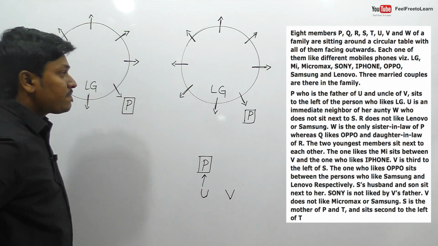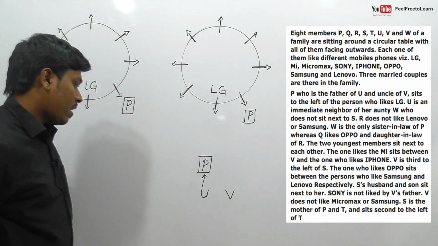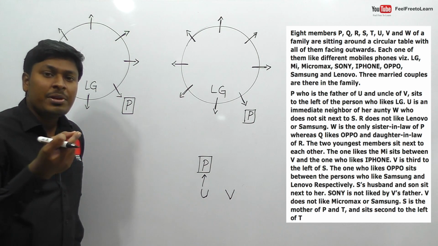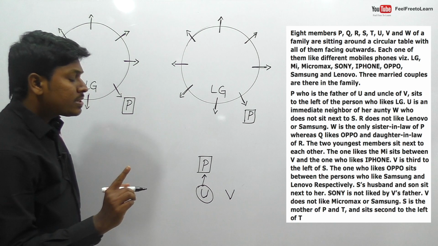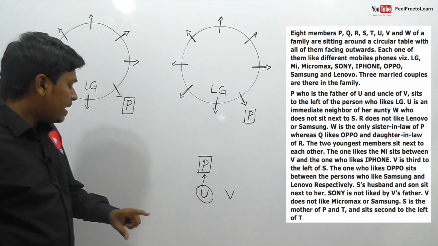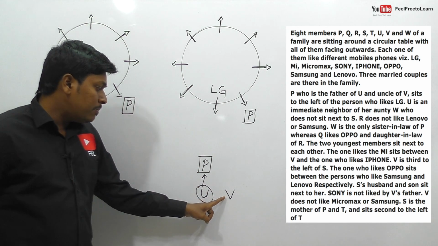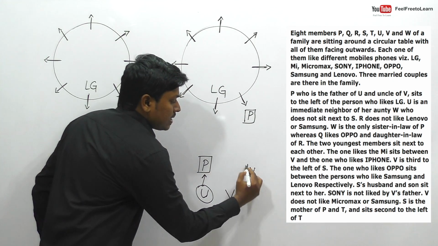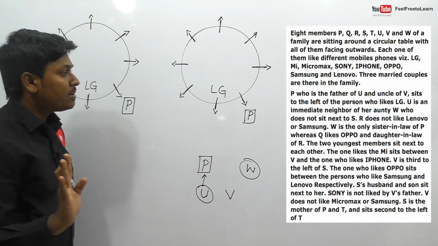Next point, friends: U is an immediate neighbor of her aunt W. What is the meaning of her aunt? We can surely say that U is a female, and U is calling W an aunt. If W is an aunt, either she can be P's sister, right? Or otherwise W can be V's mother. Let me assume that W is an aunt, so W is a female person, right? W is an aunt, so we can surely say that W is a female person.